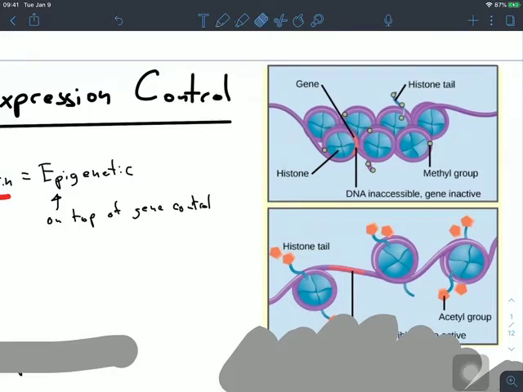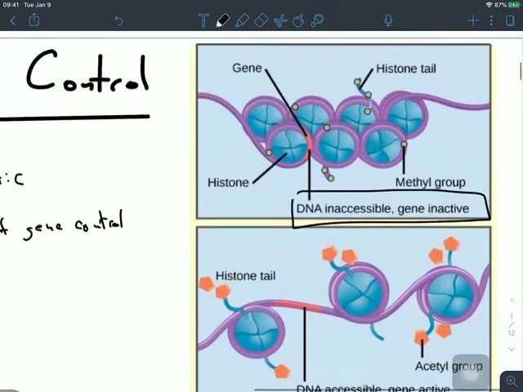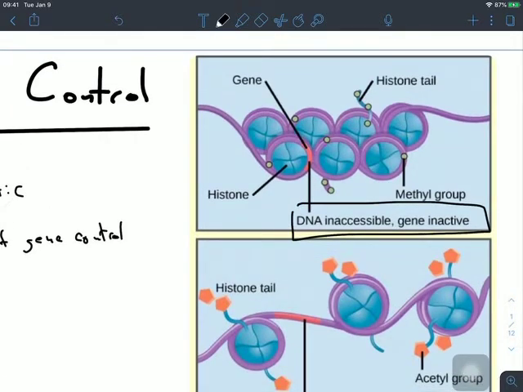Now functionally, this looks like this, where you have genes that are wrapped up and the DNA is inaccessible because methyl groups are causing the coiled chromatin to hug closely to itself. So methylation generally will cause a closing of the DNA.